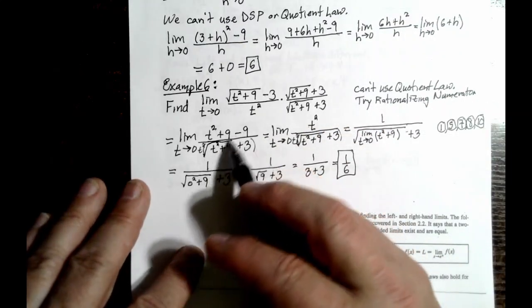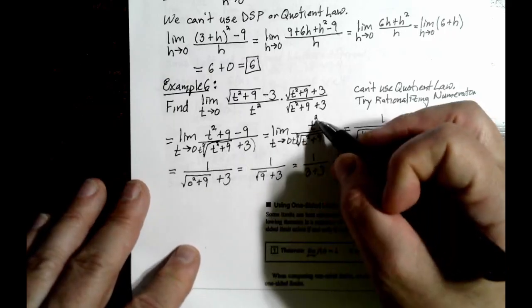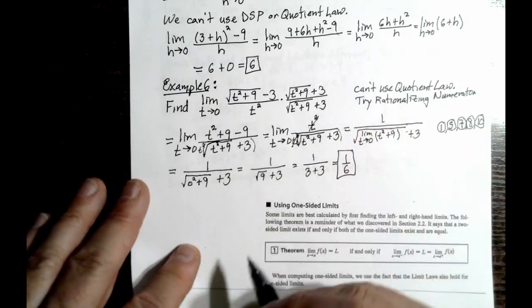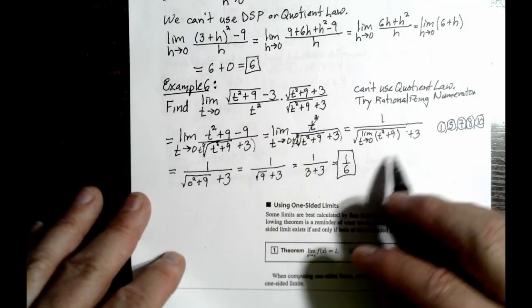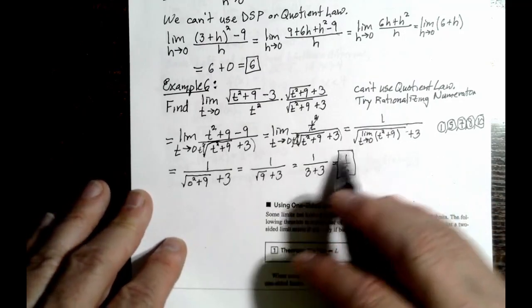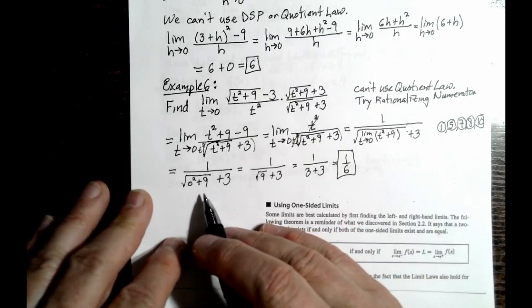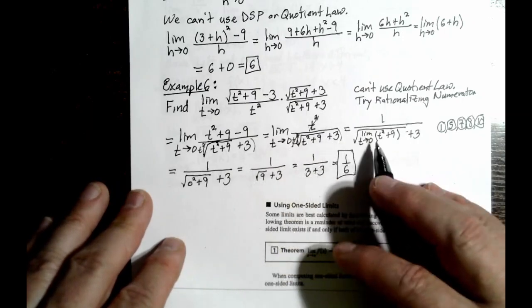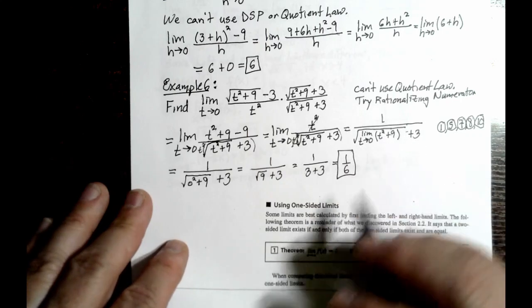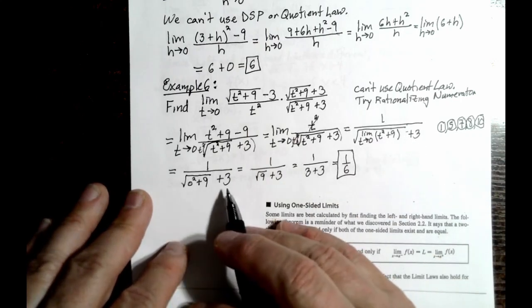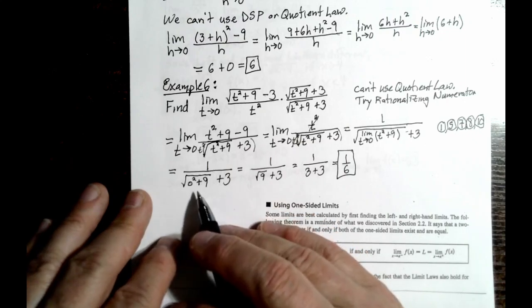Okay, and so your 9's go away, and you get t squared on the top, but now your t squared is going to cancel with the t squared on the bottom, and you just get 1 on the top, and you get this guy on the bottom. Now you can do direct substitution. The limit of this quotient equals 1 over the square root of the limit of what's inside. And so by direct substitution, you get 6.